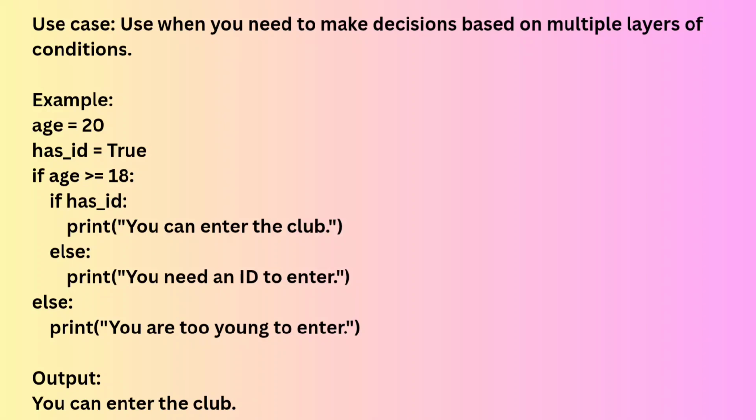The outer condition is evaluated first. If true, the inner if condition is checked, and so on. This can create a hierarchy of conditions. Here is the example you can see. Here the outer condition age greater than or equal to 18 is true, so Python checks the nested condition, age_id. Since this is true, the nested if block runs.